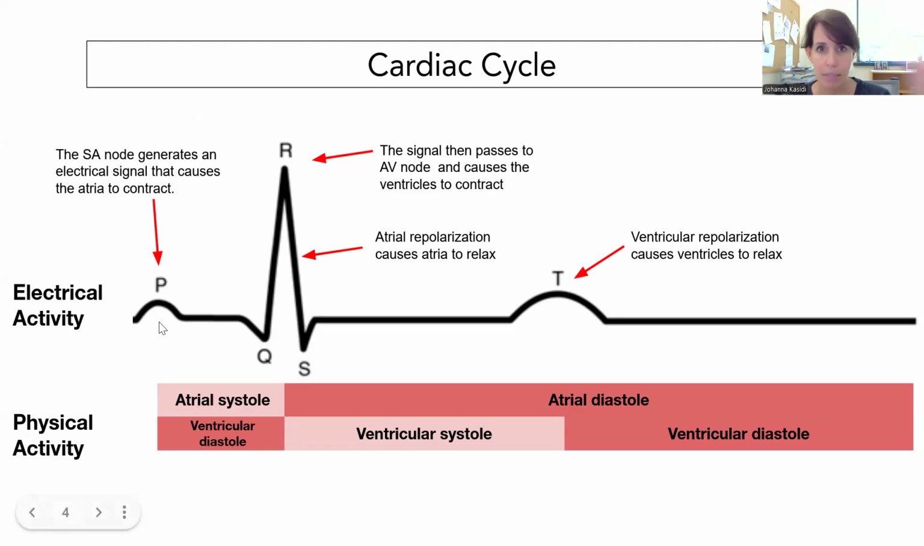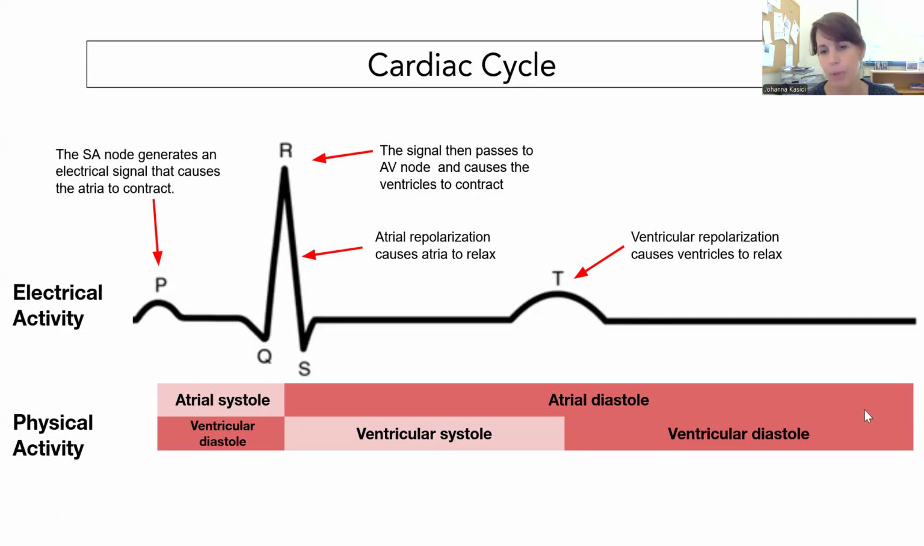It depolarizes, making the muscle contract, but then it needs to repolarize, to relax before it can do it again. And that's what this T wave is. Now, the atria also repolarizes, but is buried in the QRS. You don't see it on this strip, and you don't have to worry about it. But the T wave is just that. It is the ventricles relaxing.